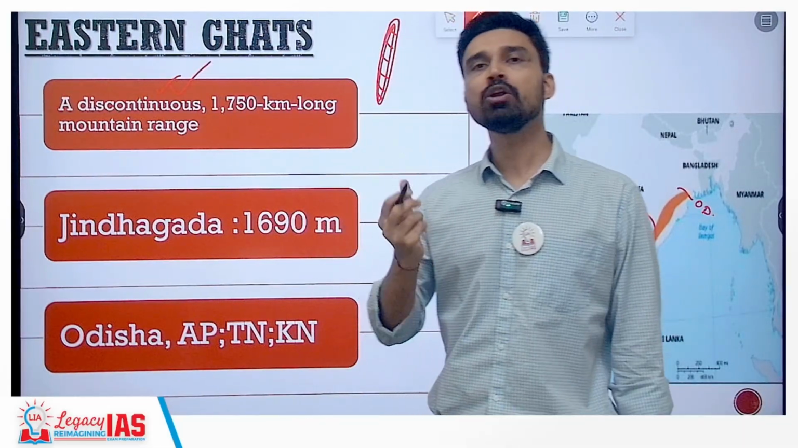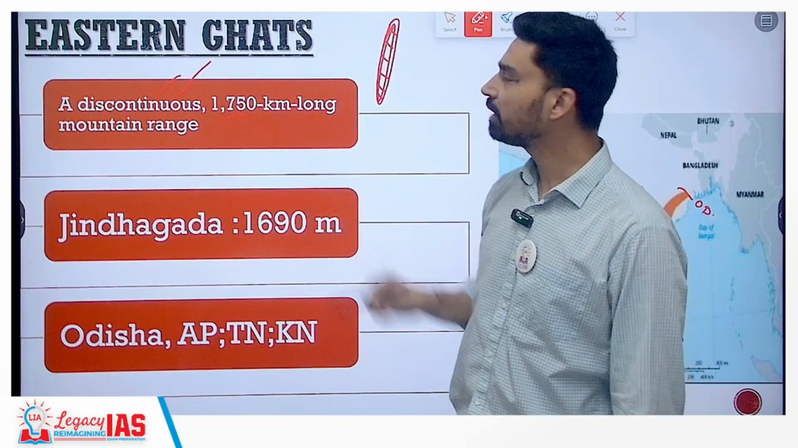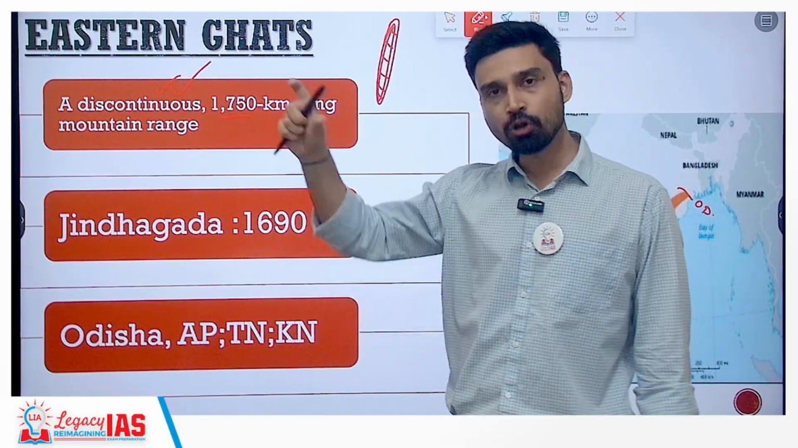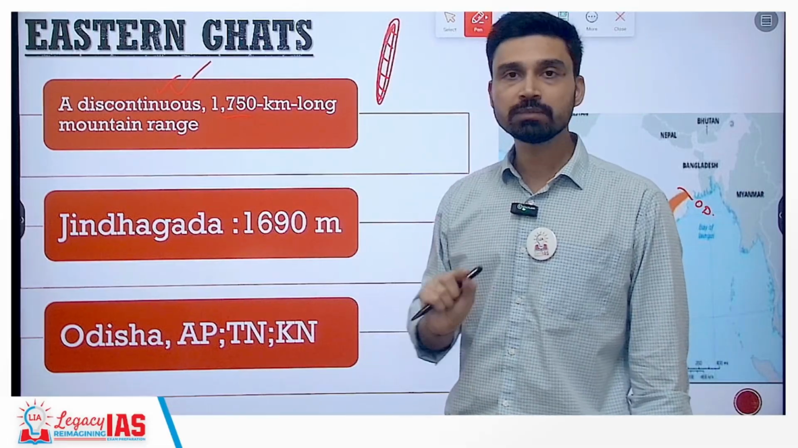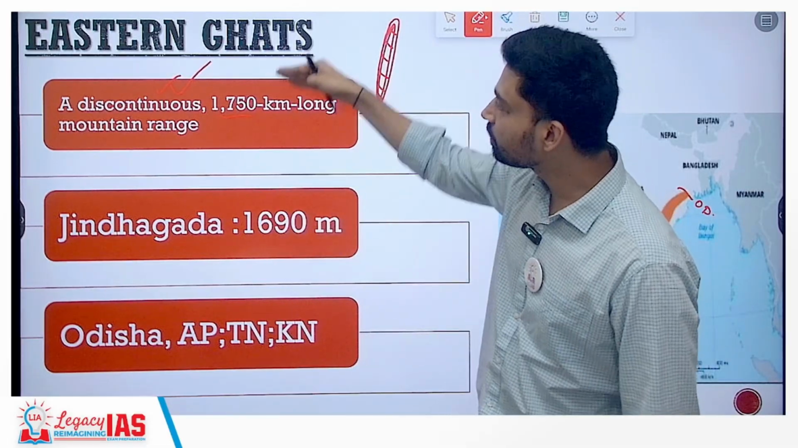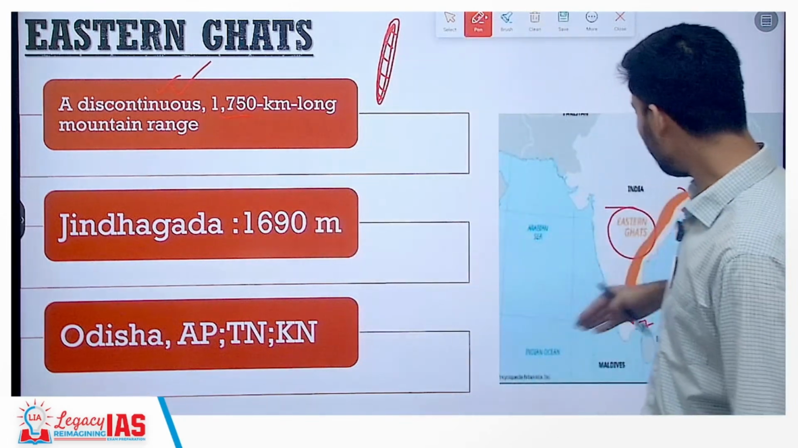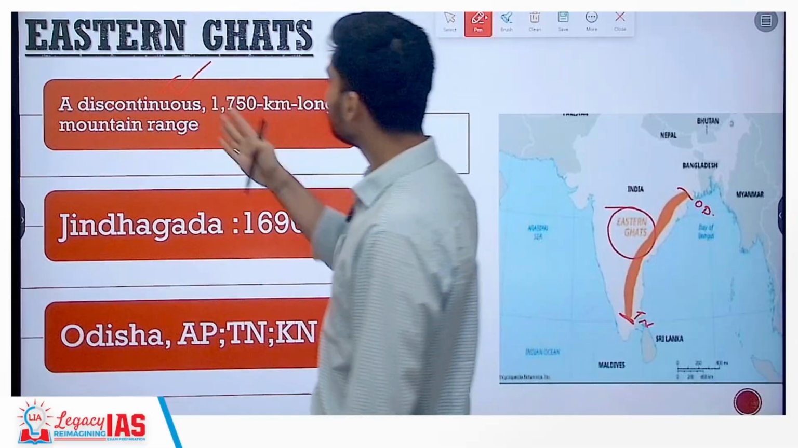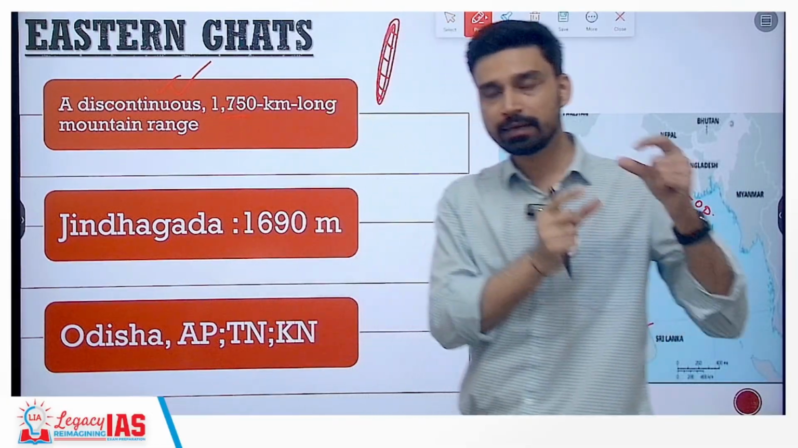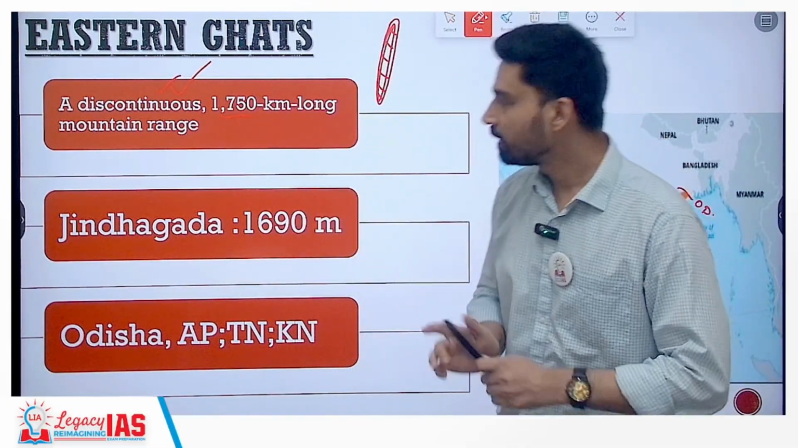Lengthwise it is slightly longer, 1750 kilometers, but again keep in mind this is not a continuous length as such. That's why the second longest mountain range is Western Ghat. This is the spread of this mountain range. In between, at many places, mountains or hills completely disappear. That's why 1750 kilometers is not length, that is the extent up to which this ghat is spread across.